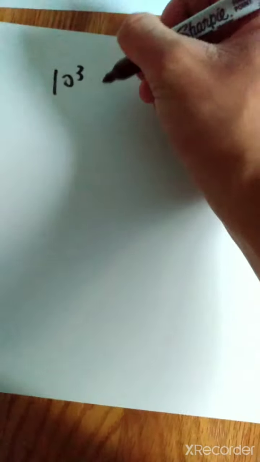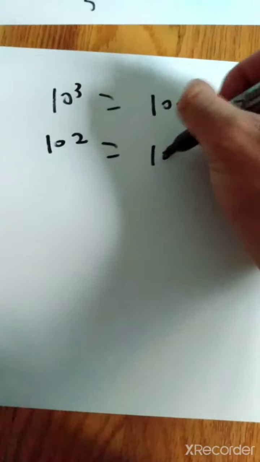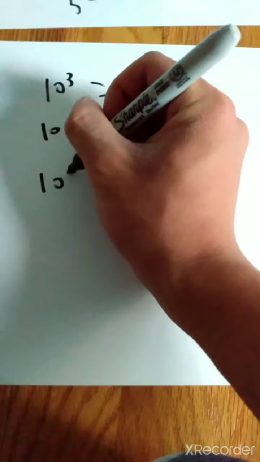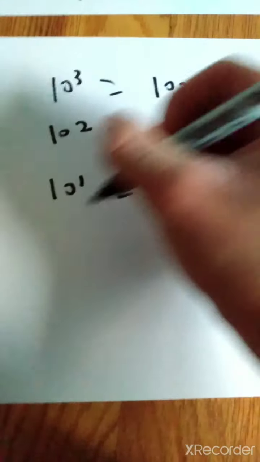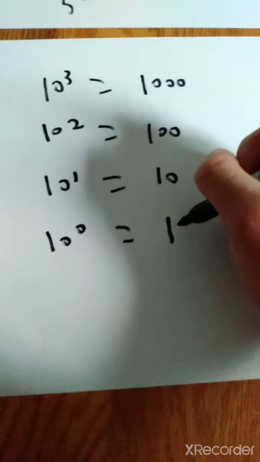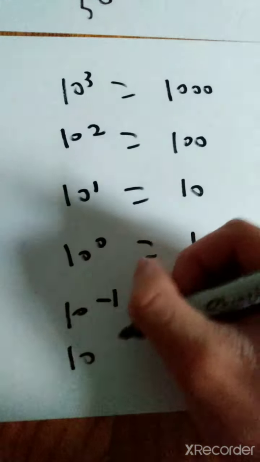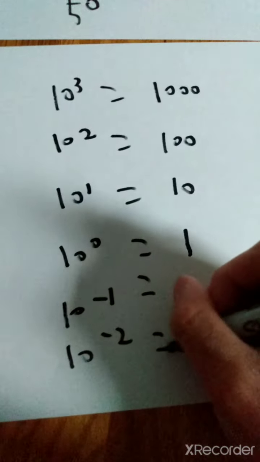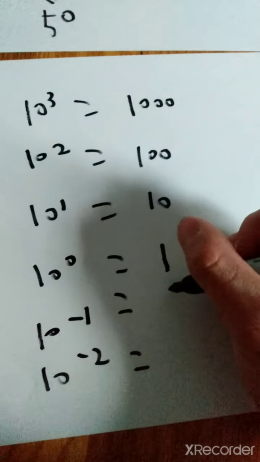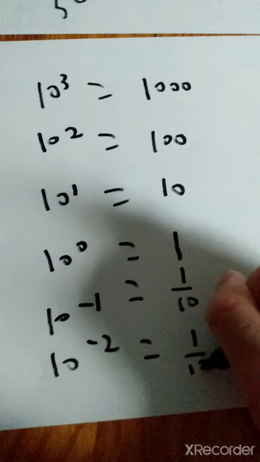Another simple way is this: 10 to the power of 3 equals 1,000. 10 to the power of 2 equals 100. 10 to the power of 1 is 10. But 10 to the power of 0 is going to equal 1. Just 1. If we go to 10 to the power of negative 1 and 10 to the power of negative 2, for negative 1 we get 1 over 10, and for negative 2 we get 1 over 100.